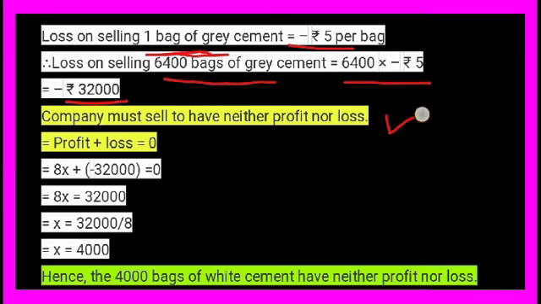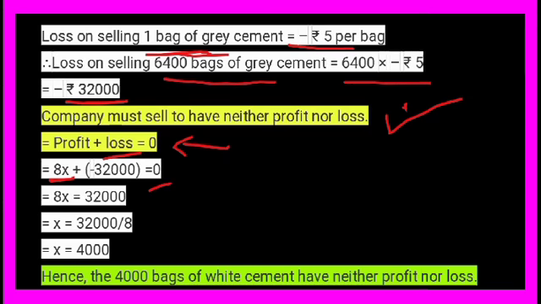And one more condition is given in the question, that the company must sell so as to have neither profit nor loss. Now how to write this condition as a mathematical expression? We can write that profit plus loss is equal to 0. That means neither profit nor loss, right? It should be 0. So here first we found profit 8X, and here we have loss minus 32,000, and it should be equal to 0.